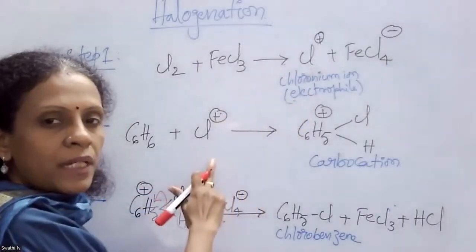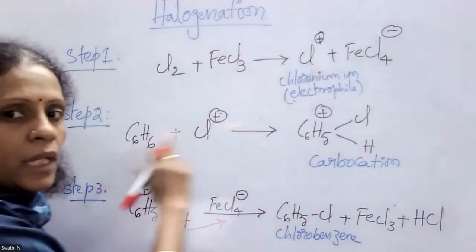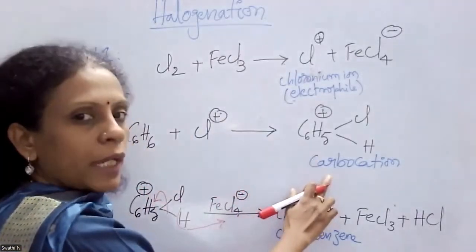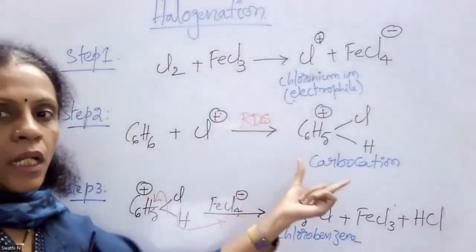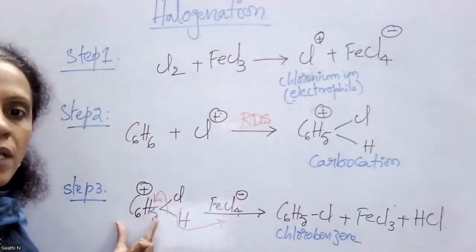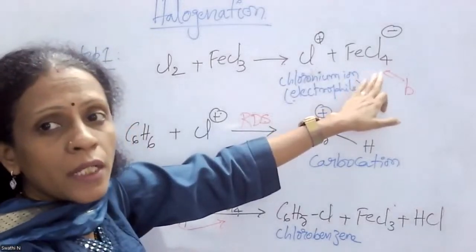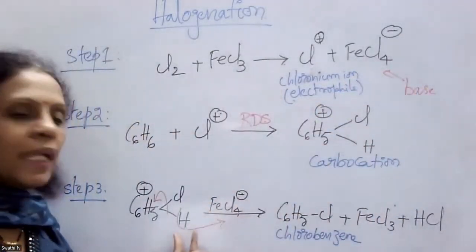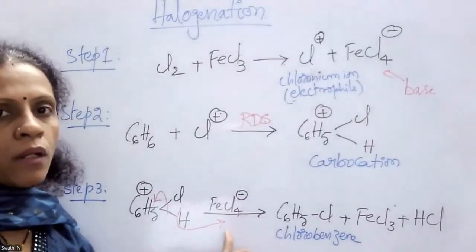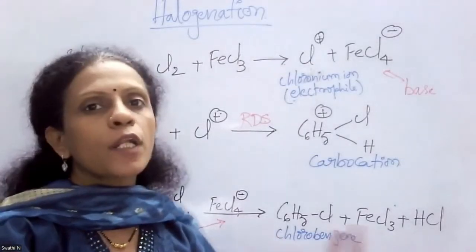And thus the chloronium ion will be generated as the electrophile. Now the liberated chloronium ion attacks the benzene ring system in the second step, and it forms the corresponding carbocation. This step is the rate determining step. Once the carbocation is formed, immediately the action of the base comes into the picture. This ferric tetrachloride ion formed in the first step acts as a base and immediately causes abstraction of a proton. That is how we get chlorobenzene as the main product, and HCl and ferric chloride are obtained as byproducts.